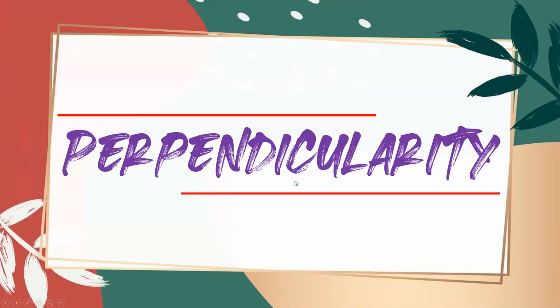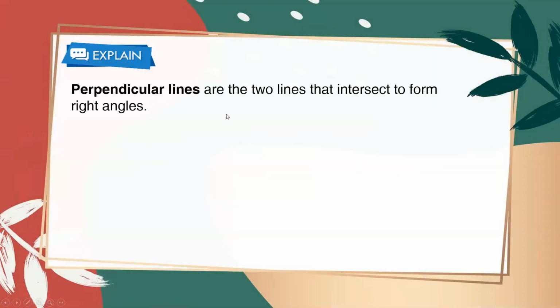Good day. At this point, we will discuss perpendicularity. Let's deepen your understanding about perpendicularity. There are important words that we should always remember about perpendicularity. Come on, let's dive in and unlock their definition. First, we have perpendicular lines. When we say perpendicular lines, these are the two lines that intersect to form right angles.